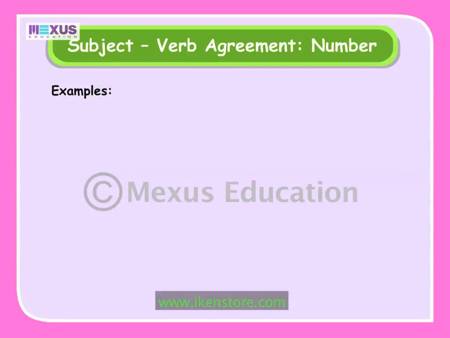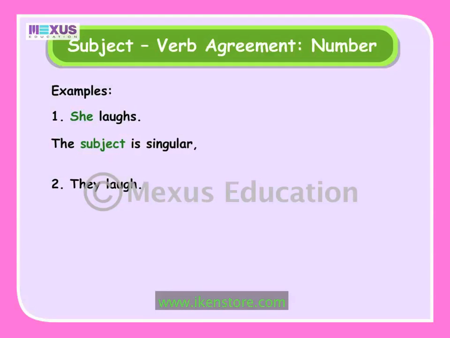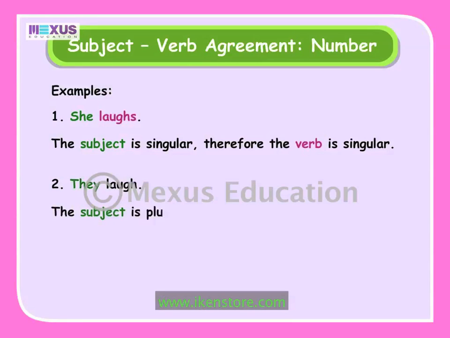For example, she laughs, they laugh. In the first example, the subject she is singular. Therefore, the verb laughs is also singular. In the second example, the subject they is plural. Therefore, the verb laugh is also plural in number.